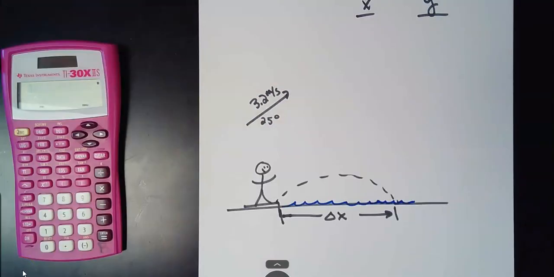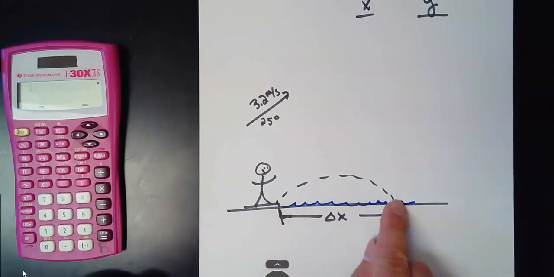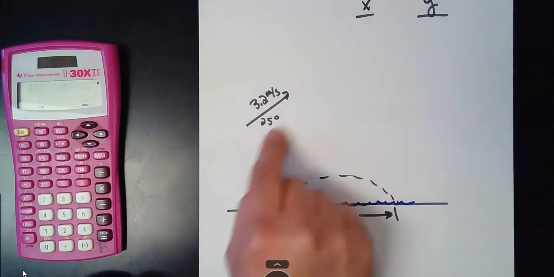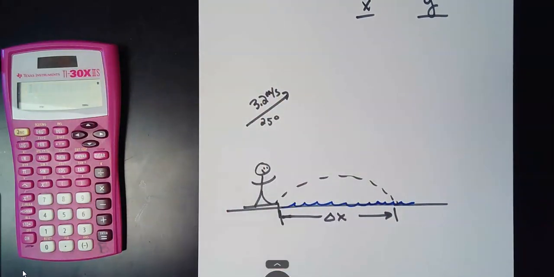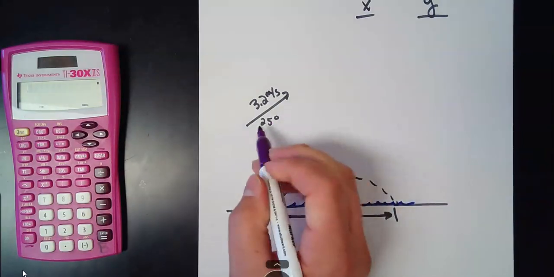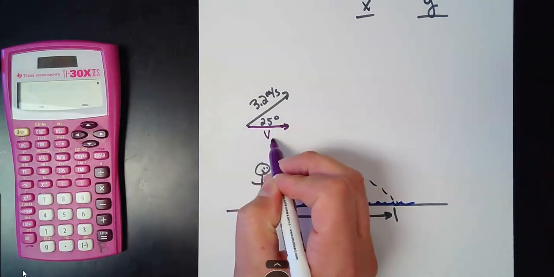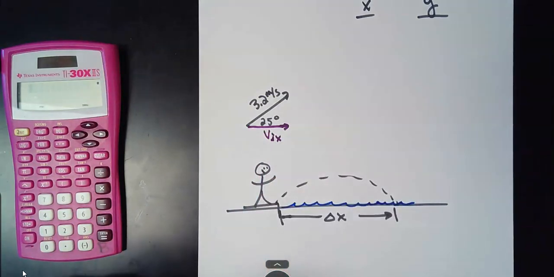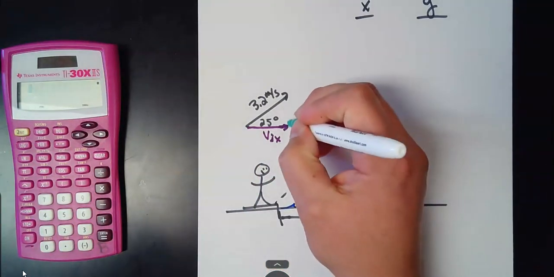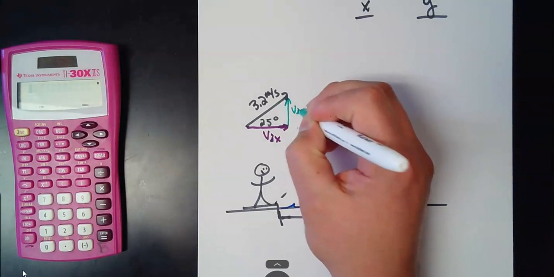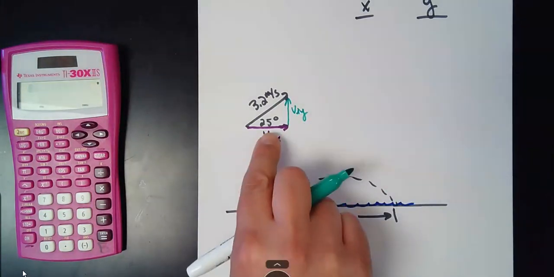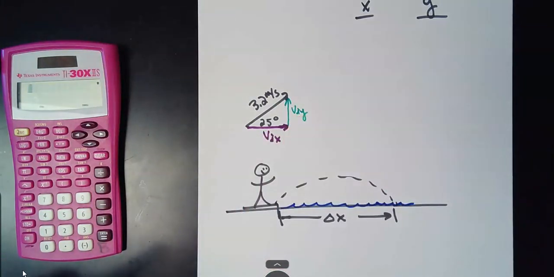All right, so there's your picture of what's going on, same level to same level. Here's kind of like a zoomed in version of what's going on with his velocity. We're going to let the x velocity be this way. That is the initial velocity in the x direction. And then upwards, we're going to call this the initial velocity in the y direction. So we need to solve for both the purple and the green here, and we're going to use trigonometry to solve that out. Our hypotenuse is 3.2, and our angle is 25 degrees.